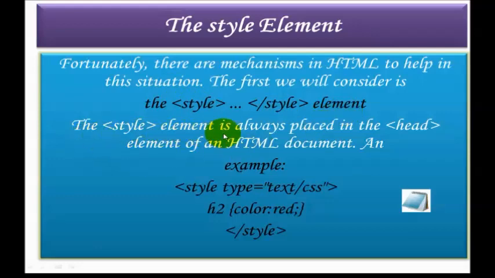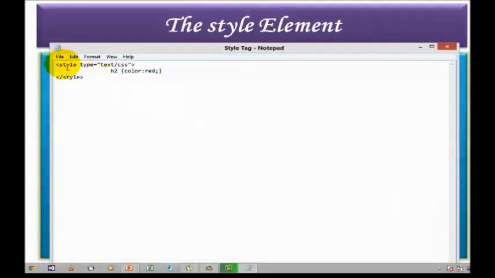The style element is always placed in the head element of an HTML document. So be careful, where you want to write your style, the style element should be placed within the head tag. For example, style type equal to text/css. Here within this style tag you want to define your style. So h2 is an HTML element, then property and value. Open a notepad and type style type equal to text/css, h2 color red.